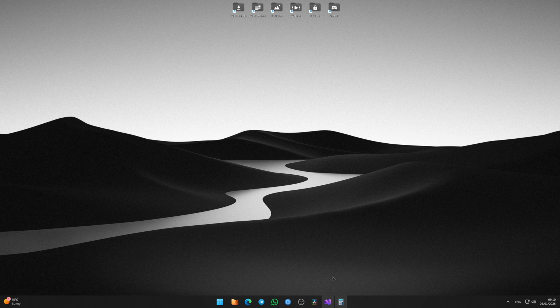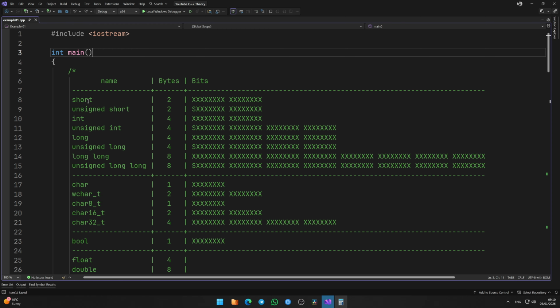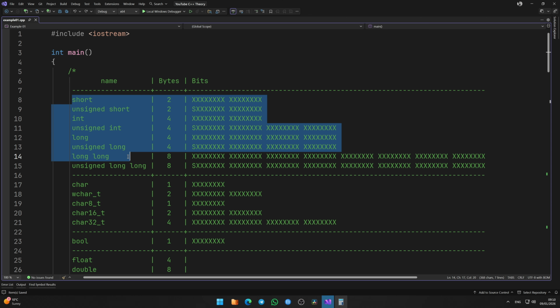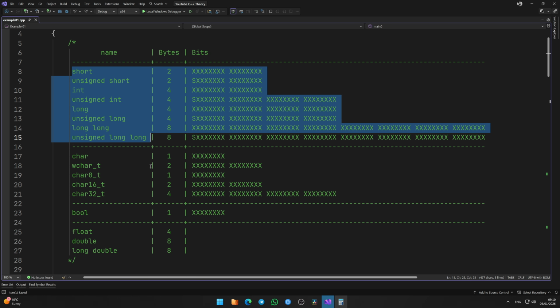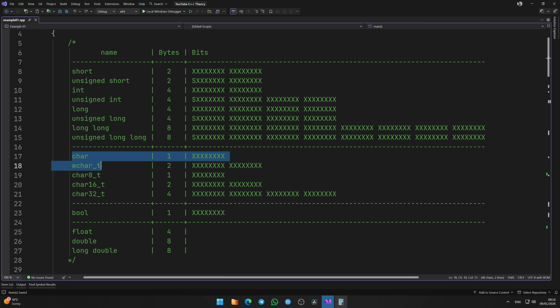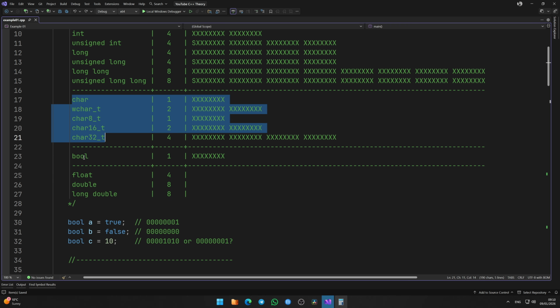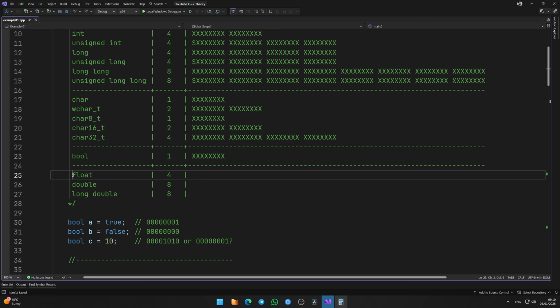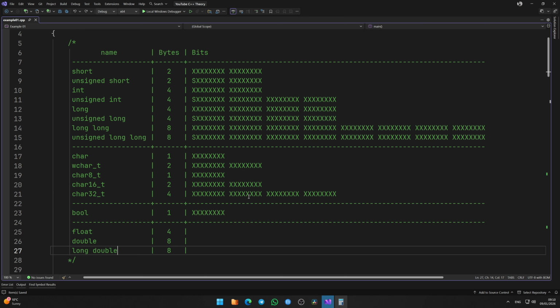So what fundamental data types do you remember? We've got short, unsigned short, int, unsigned int, long, unsigned long, and long long. Among the character types, we've got char, wchar_t, char8_t, char16_t, and char32_t. And of course, there's the logical type, bool, and don't forget about float, double, and long double. I've made a table showing how many bytes each of these types takes up in memory.